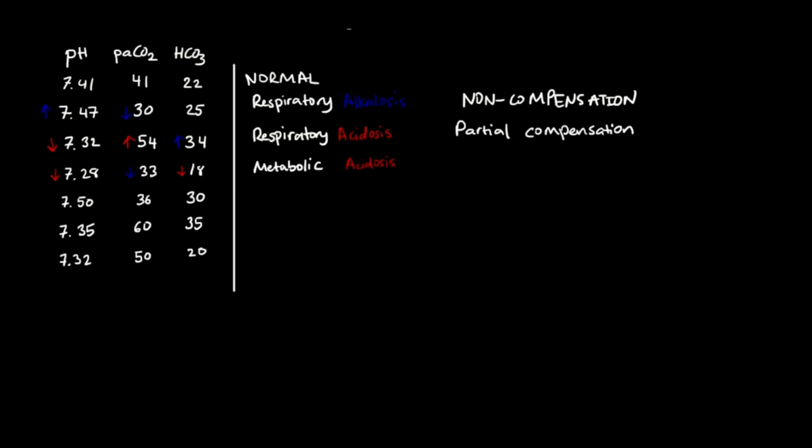Since we know this is metabolic acidosis, we know the problem system is the renal system, represented by bicarb. So when we look at the CO2 levels, it is lower than normal. It is abnormal, so it's trying to help. However, the pH is still not normal, so this is an example of partial compensation.